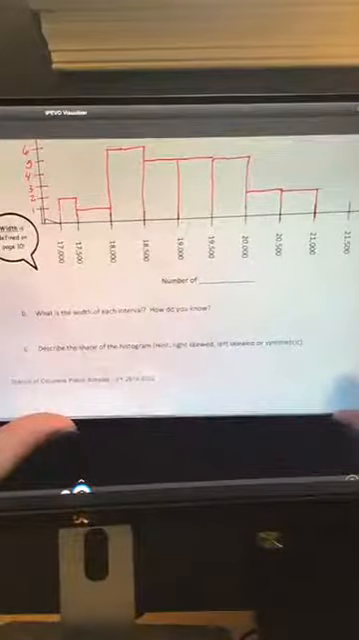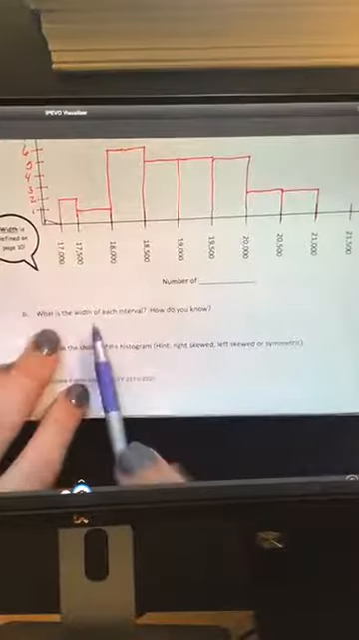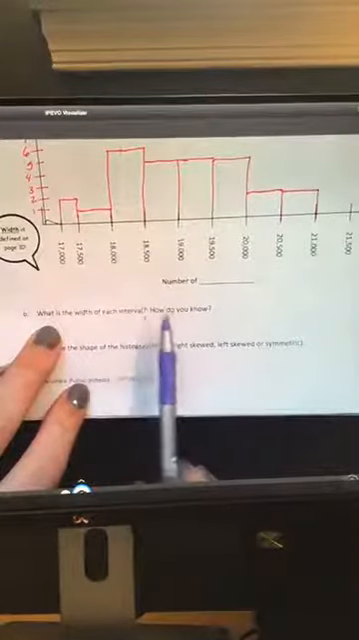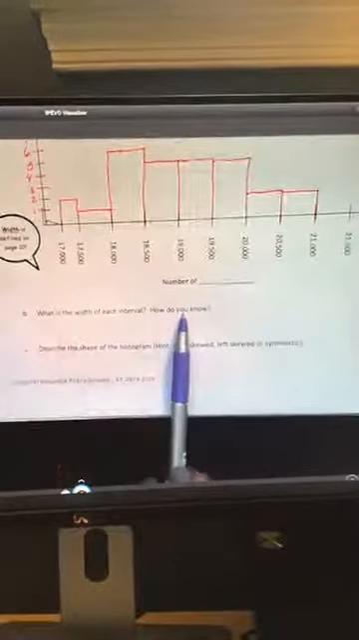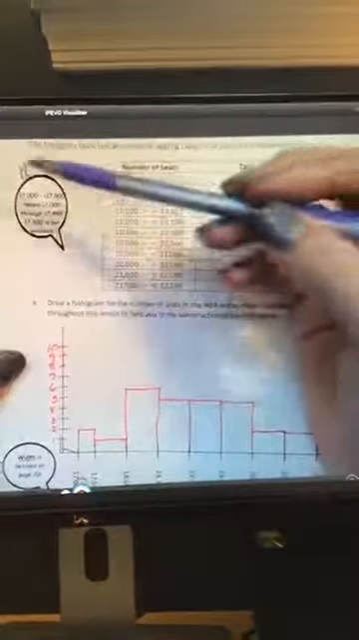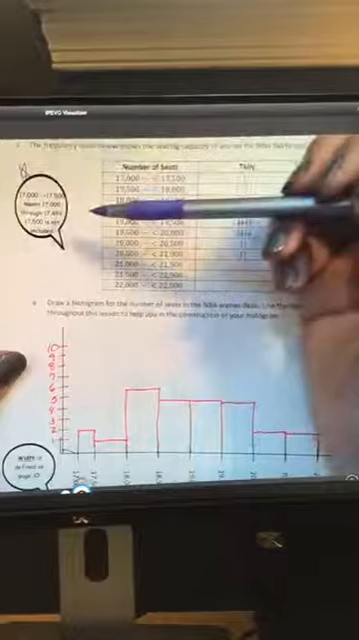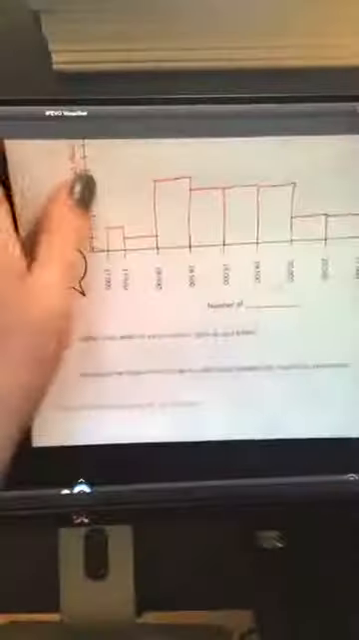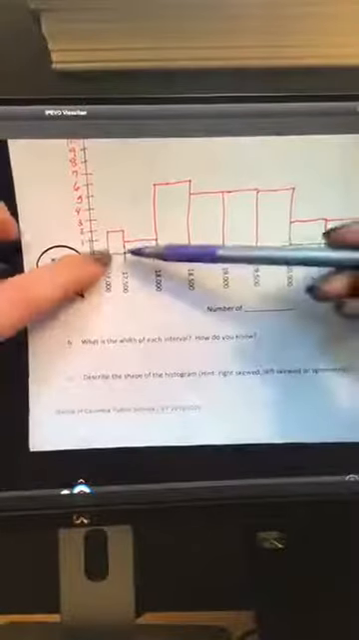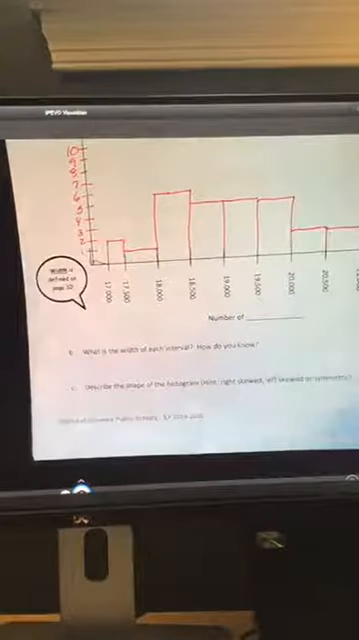Okay, so let's start answering some questions. What is the width of each interval? So what that means is pretty much what it said up here in this little thought bubble. Okay, so how many seats are represented by each interval?